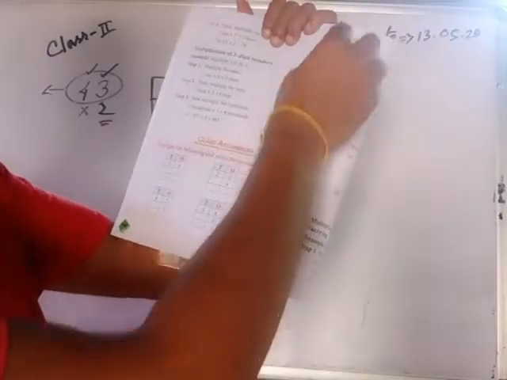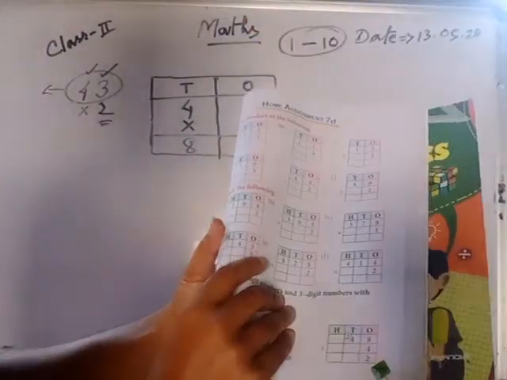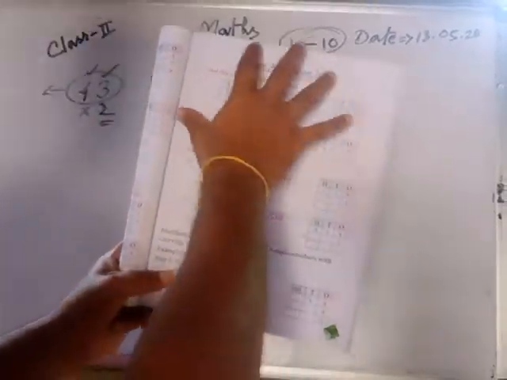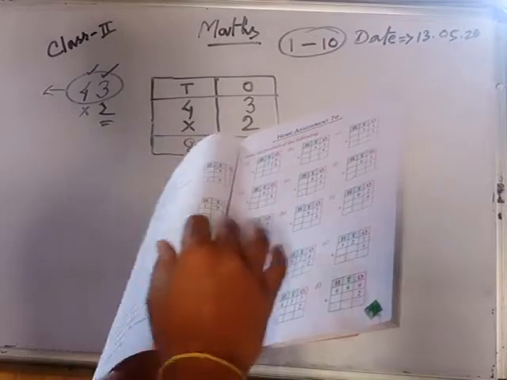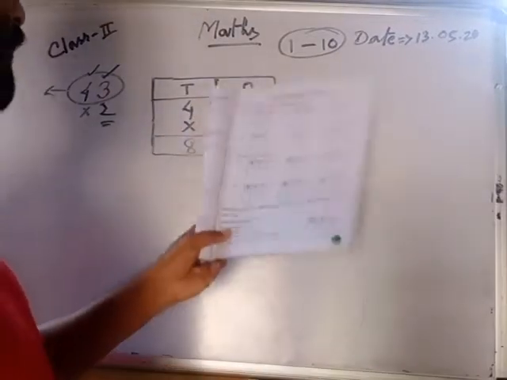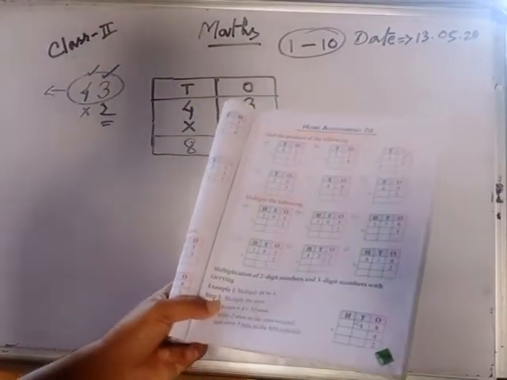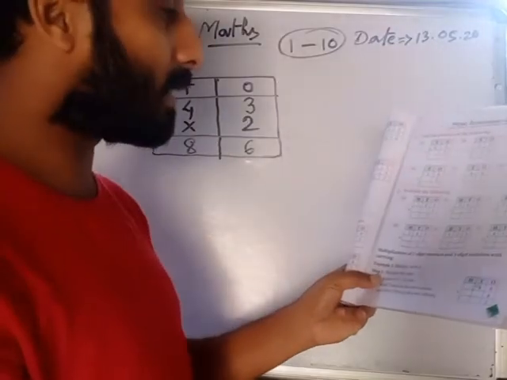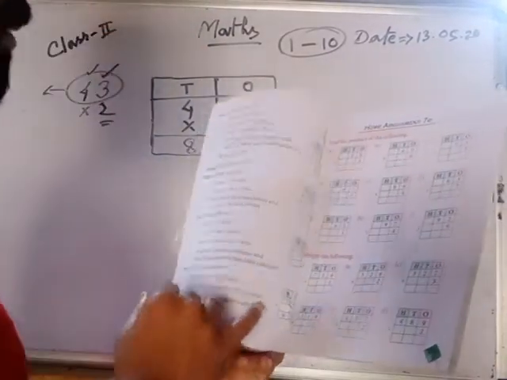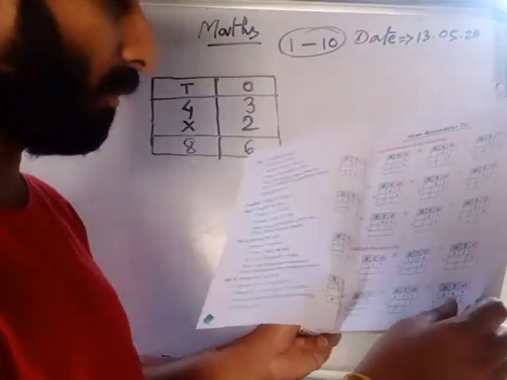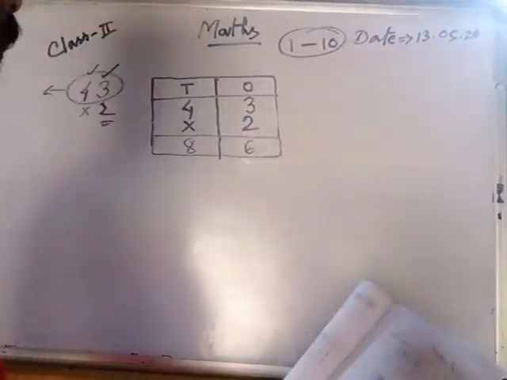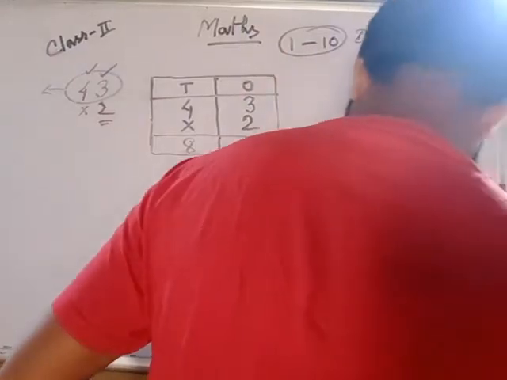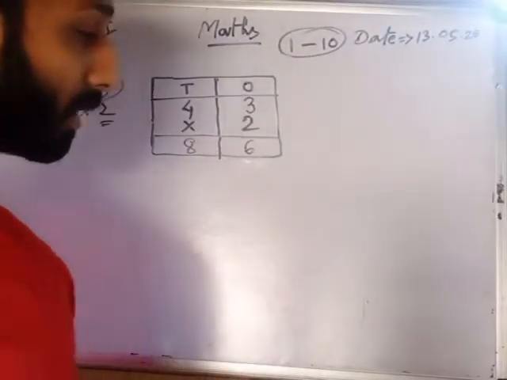Okay. So these are your homework. All of these things are your homework. So you should do it properly. With carrying number, without carrying number; these are without carrying number. I will tell you in my next class how to multiply the numbers with carrying number. Today I will tell without carrying number.